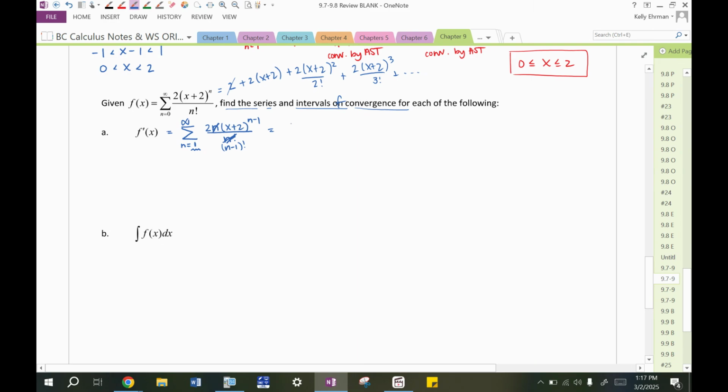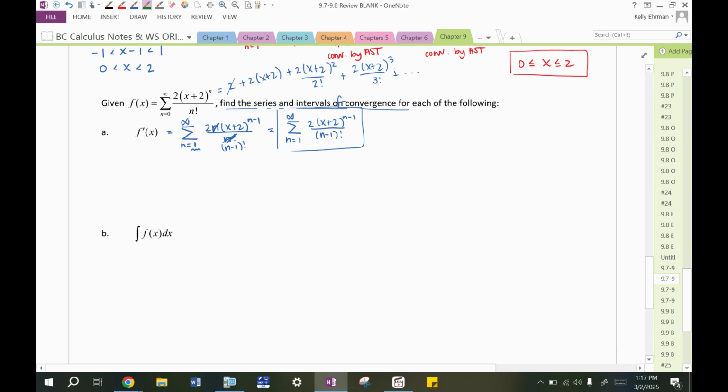Let me clean that up a bit. It's a series from 1 to infinity of just 2 times x plus 2 to the n minus 1 over n minus 1 factorial. What about the interval of convergence? So you can do the interval of convergence on f of x. It might be faster to do that than this one. I don't think it really matters, but remember, it should be the same for both of these.